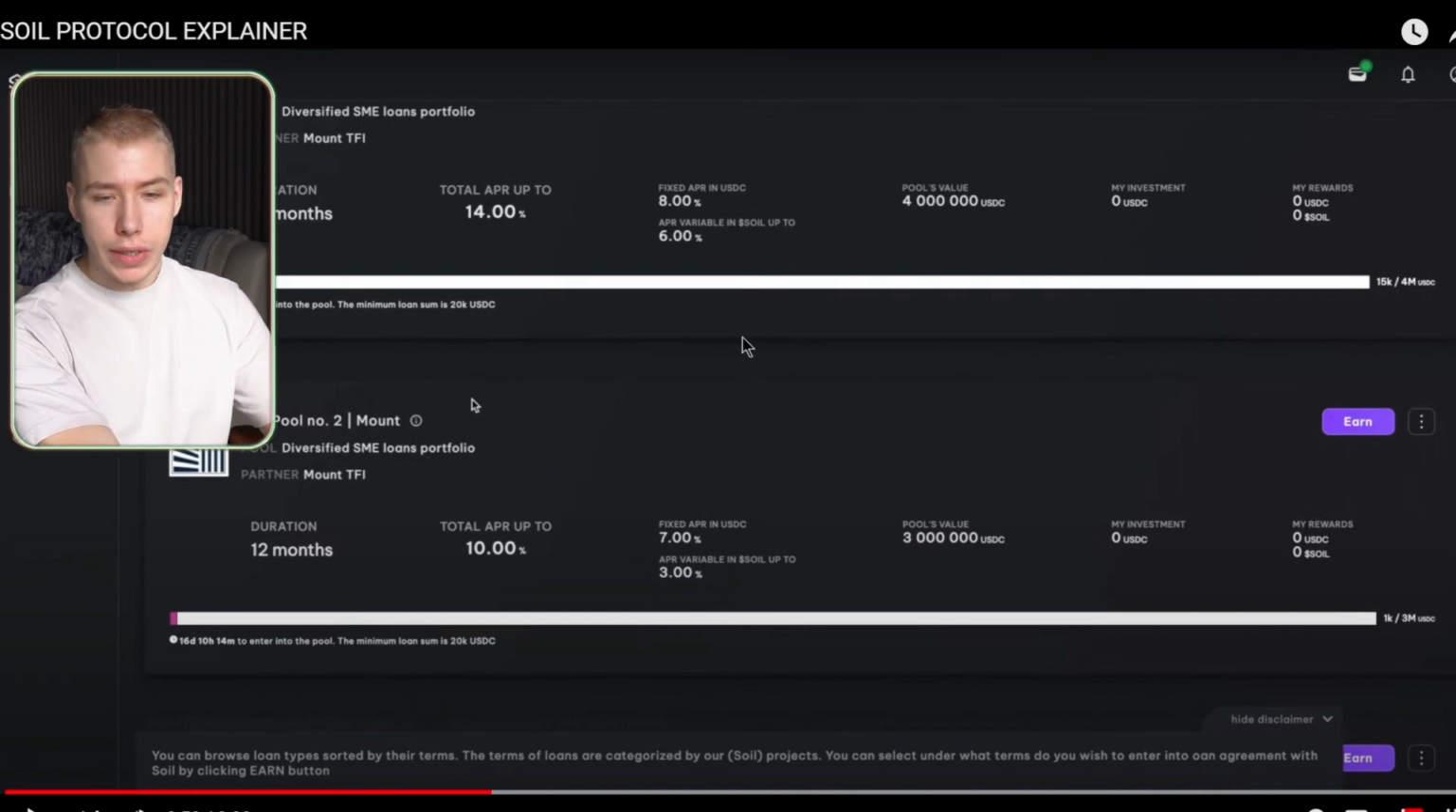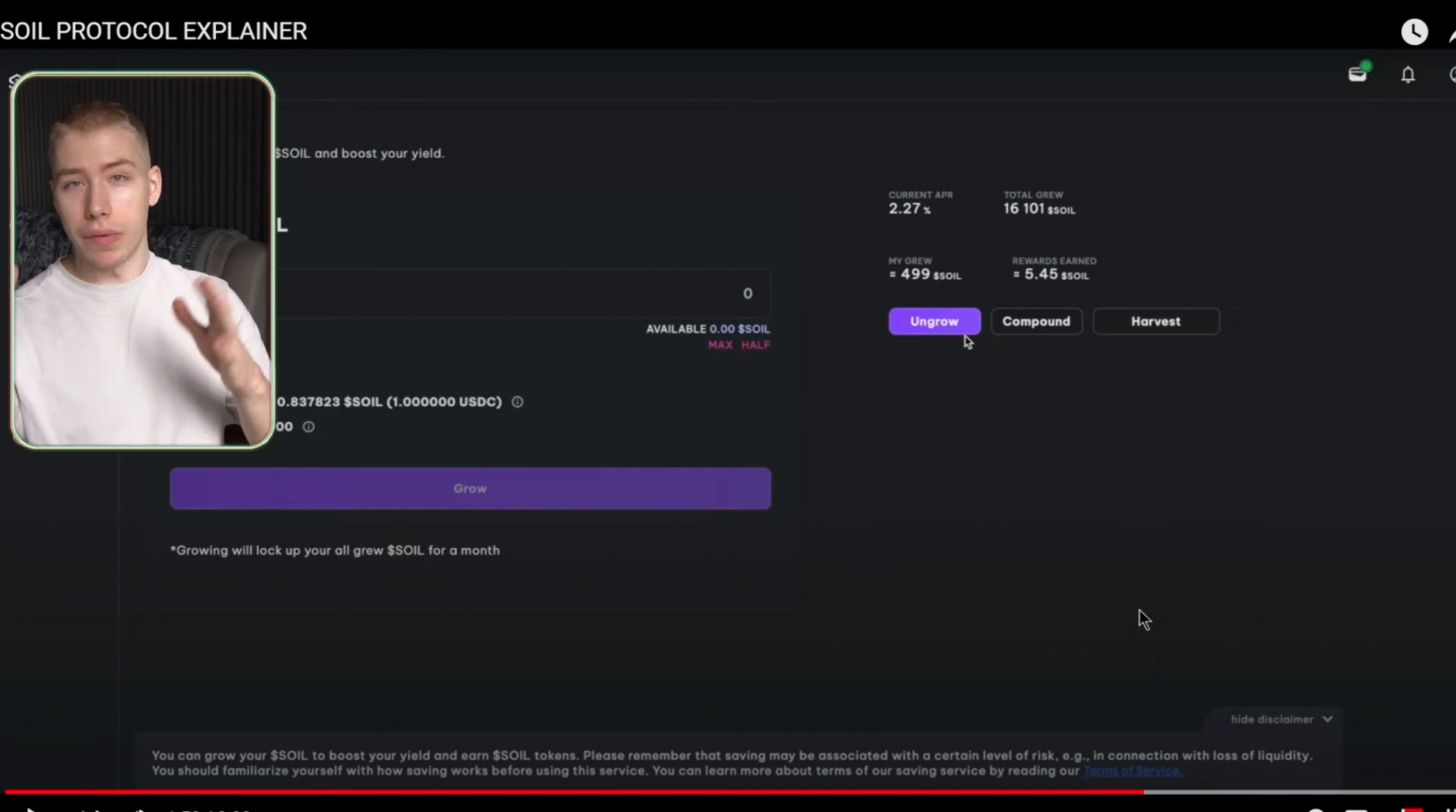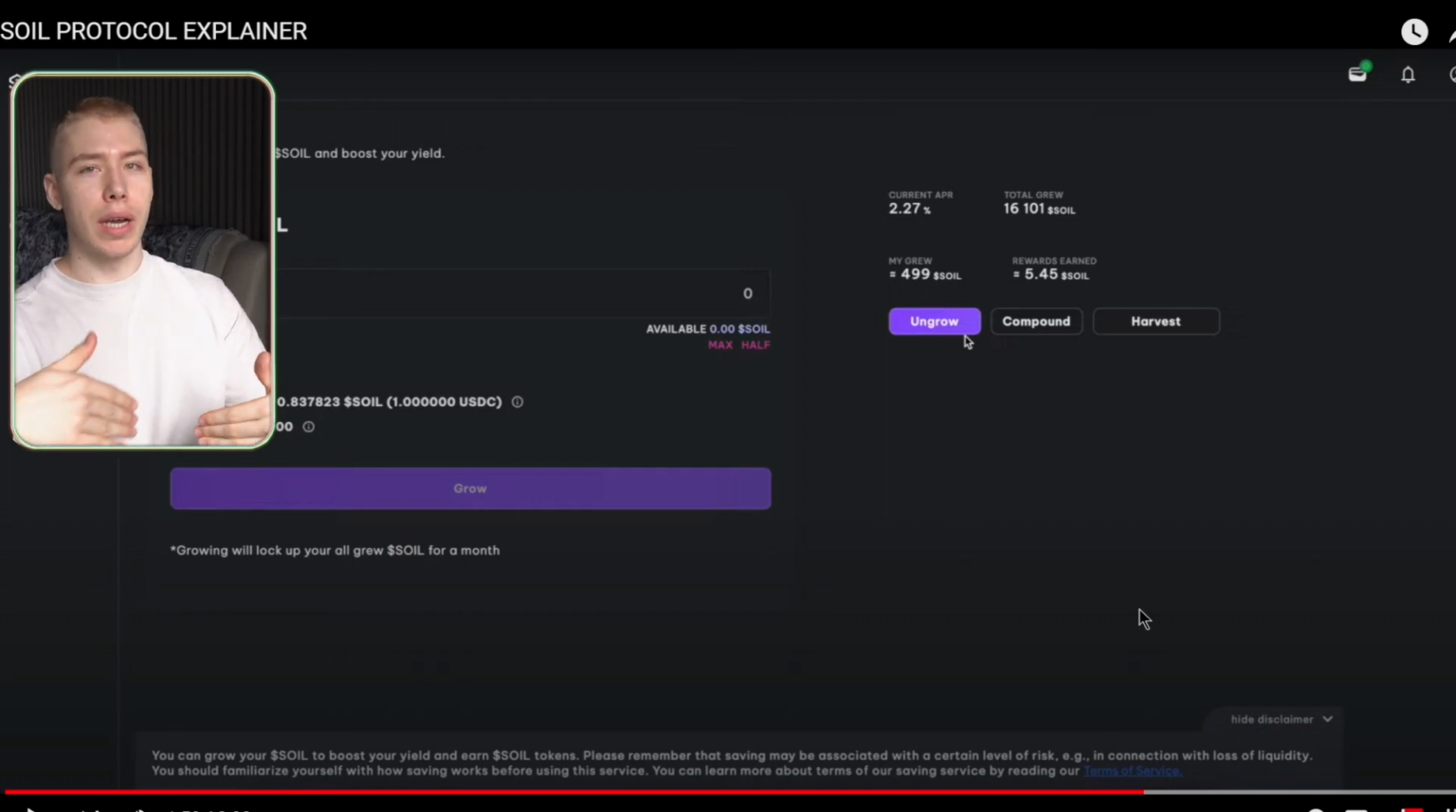But then on pool number 2, for example, it's only a duration of 12 months, but you get 10%, 7% in USDC, 3% in the Soil token, so it varies based on the pools. In the next tab, they would have the grow feature where you can grow your Soil tokens, which then also boosts your yield. Because I made a couple of videos about PancakeSwap in the past and you've probably used it before, it is a similar approach. As in, instead of cake tokens, or let's say in SushiSwap you have the sushi token, on Soil you would have the Soil token.